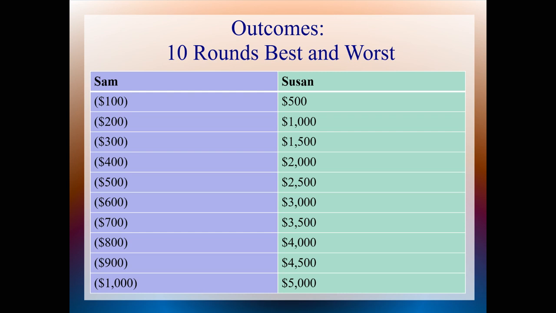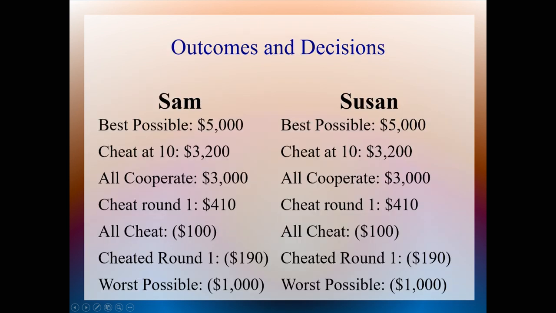Well, let's suppose that Sam cooperates every turn and Susan cheats every turn. Sam would lose $100 for 10 turns, so he would lose $1,000. Susan would win $500 for 10 turns, so she would end up with $5,000. So the worst outcome is that you end up with negative $1,000, and the best outcome is that you get a positive $5,000. So notice, though, the best possible outcome comes from cheating every turn. The worst possible outcome comes from cooperating every turn.